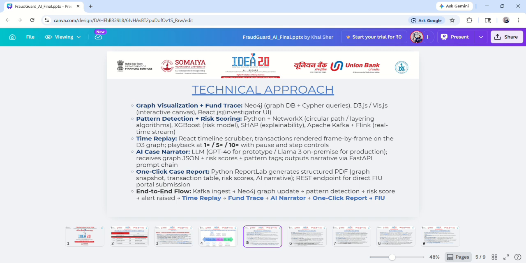The tools which we are using for the one-click case report are Python, which creates the PDF, and an API, which sends the report to the FIU system. So basically, what took days of manual work is now done in minutes.